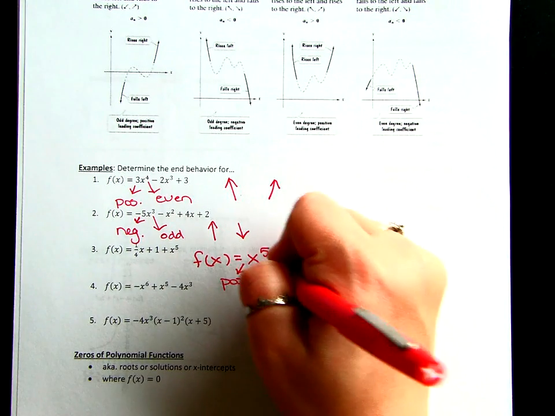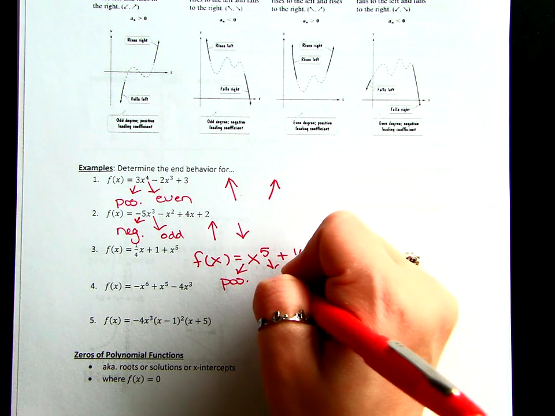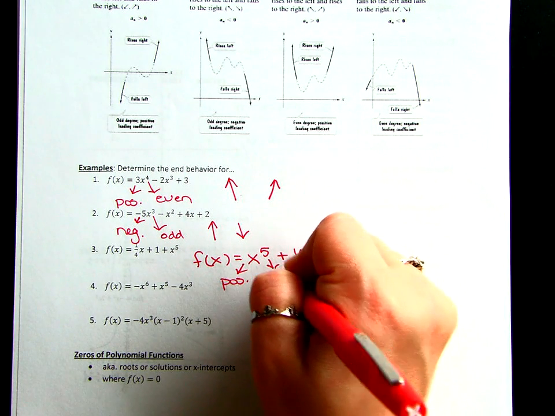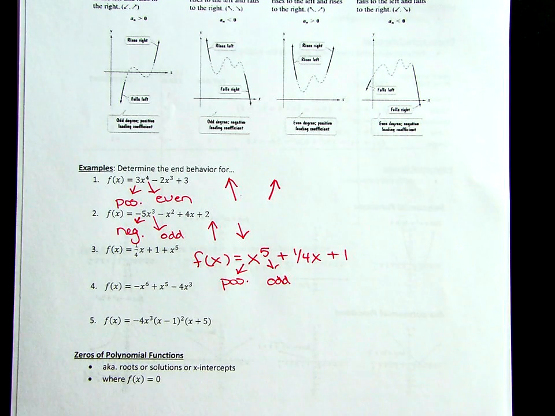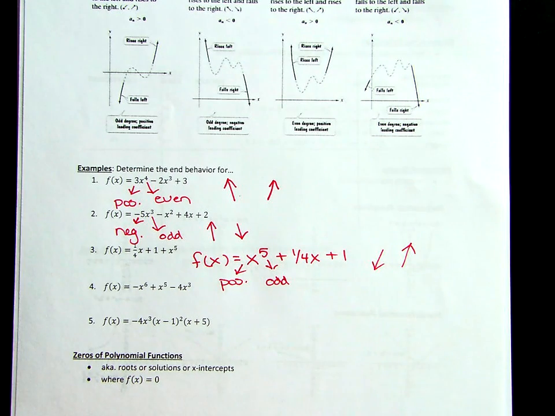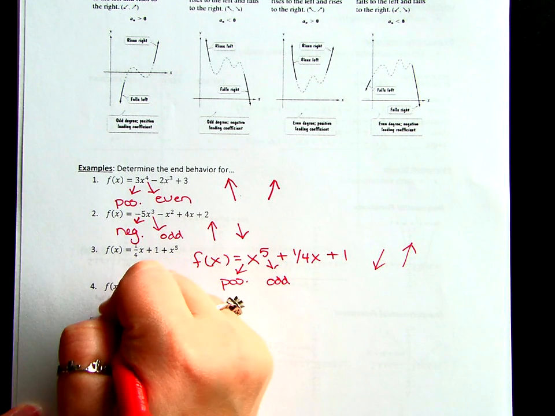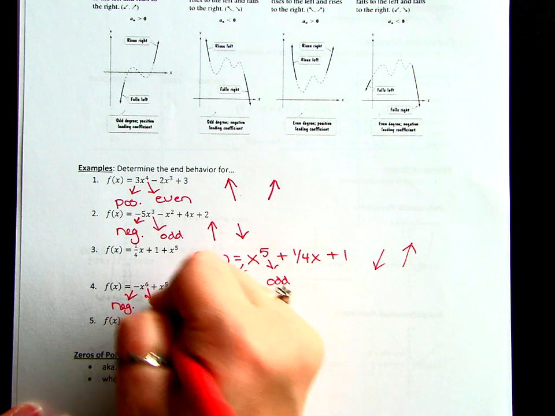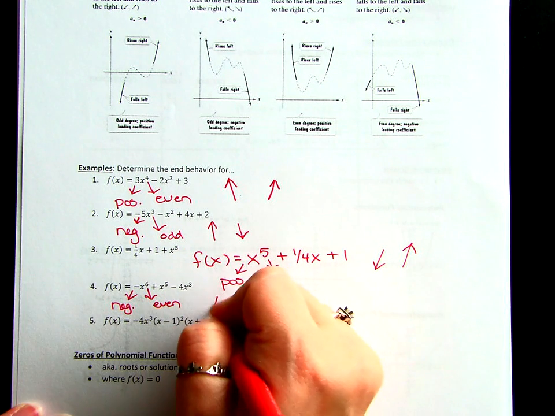And then you said 5th was the highest. That's the degree, and that's odd. So we have positive odd, which means we go down on the left and up on the right. What's the end behavior for 4? Down, down. Yep. We have a negative out front, and it's even. So we're going to go down, down.